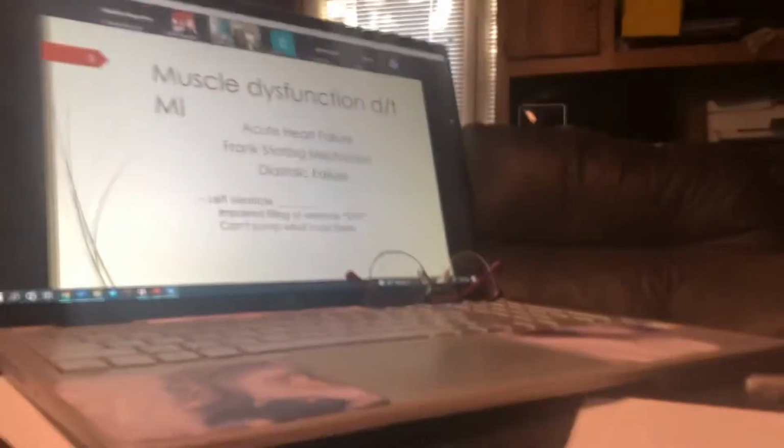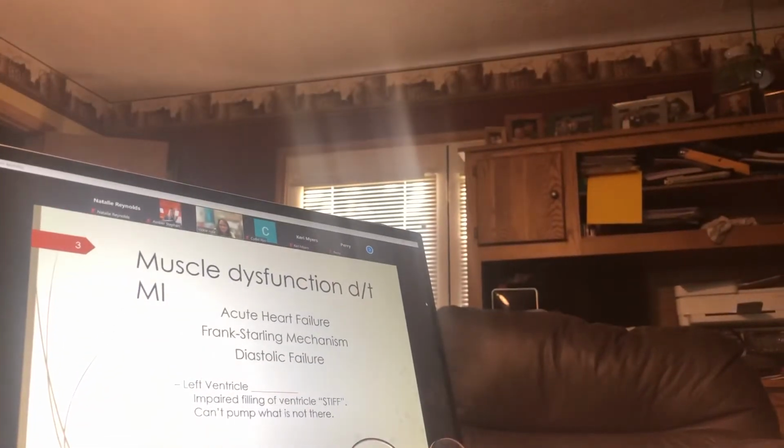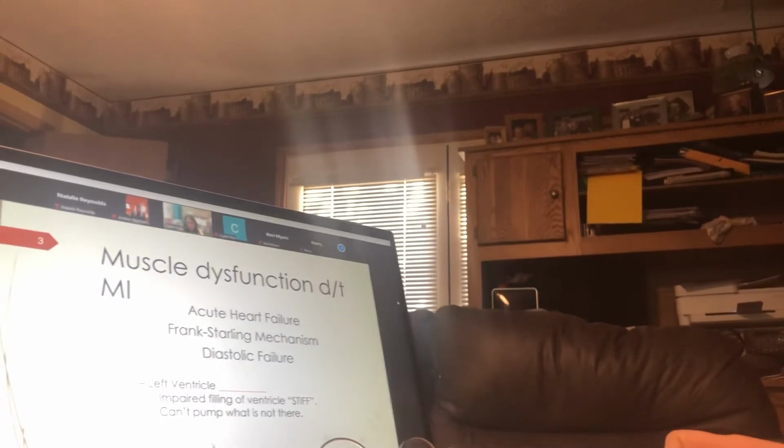So muscle dysfunction due to MI is acute heart failure. Okay, we're going to go over the heart failure a little bit more in a minute.